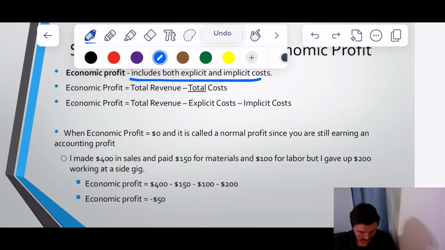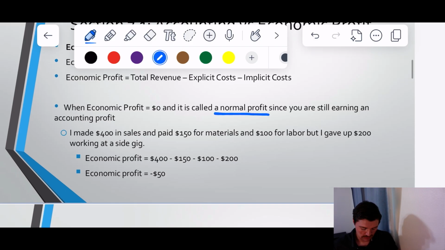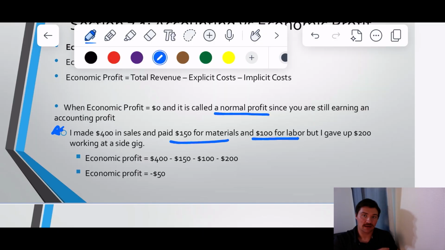So when we have economic profit of zero in this case, we're going to call this a normal profit because you're still going to be earning an accounting profit. Let me show you what we're kind of saying here in an example. So if I made $400 in sales, I paid $150 for materials, $100 for labor, but I gave up a side gig that I used to do on the weekends, so I'm giving up $200 doing that. So basically, if I did the coffee trailer, I'm making $400 in sales, right, going this way, but on my side gig doing like construction work, I can make $200 in a day, right?